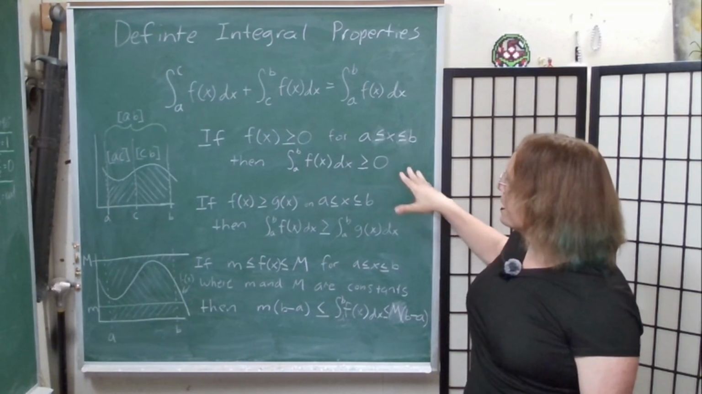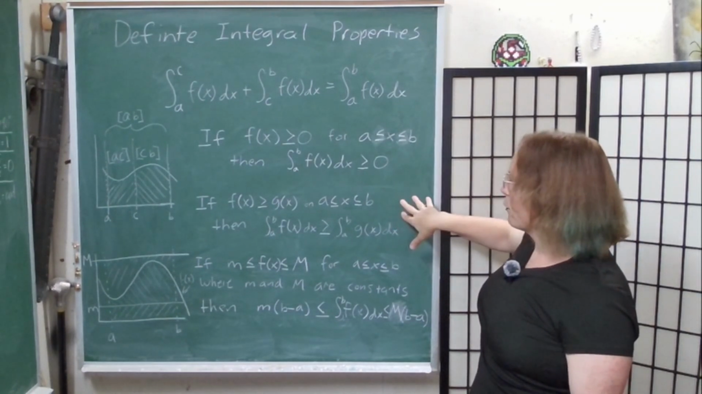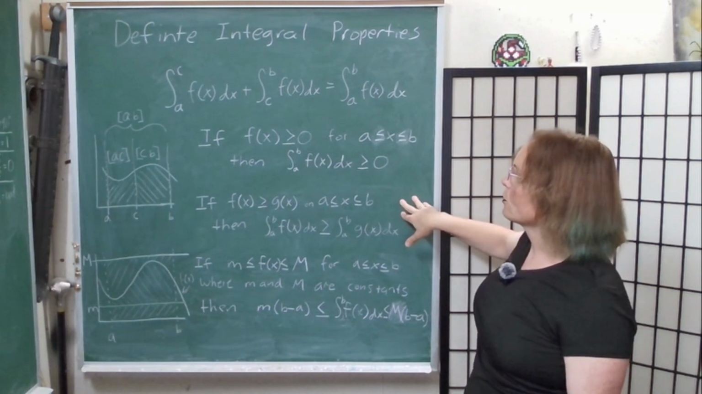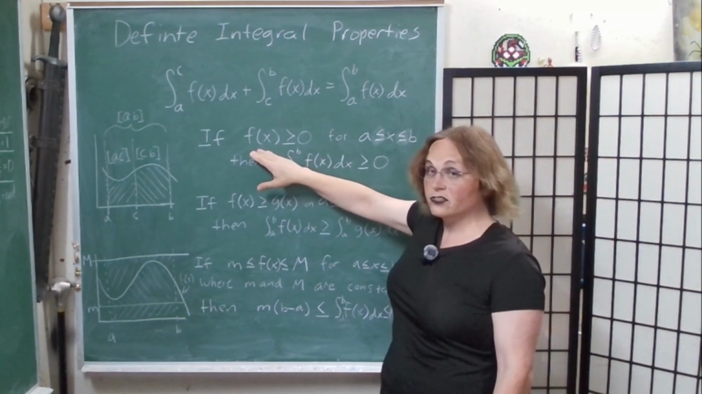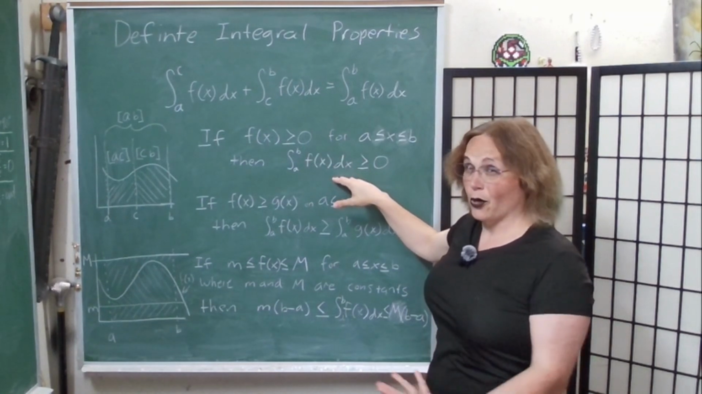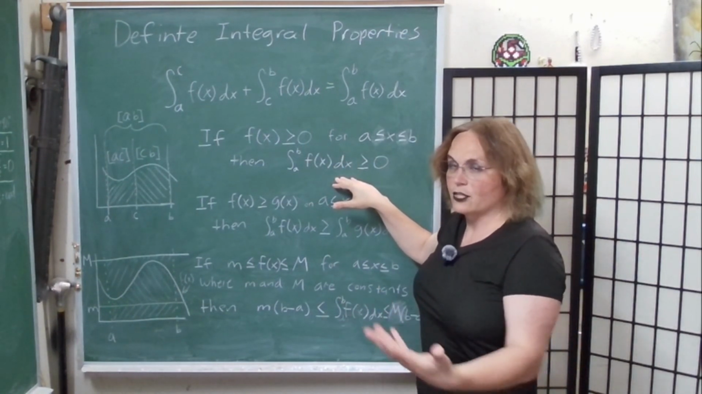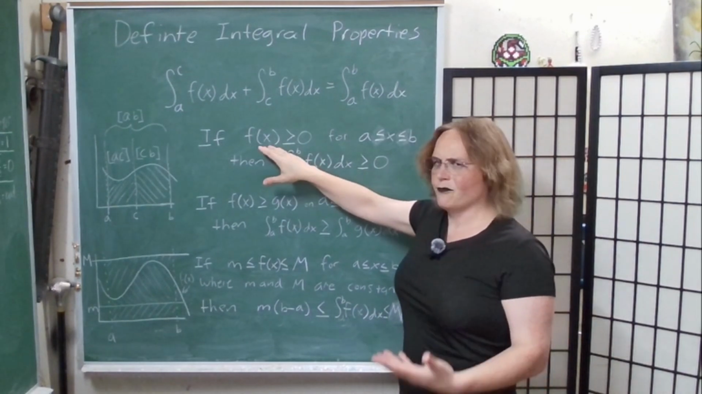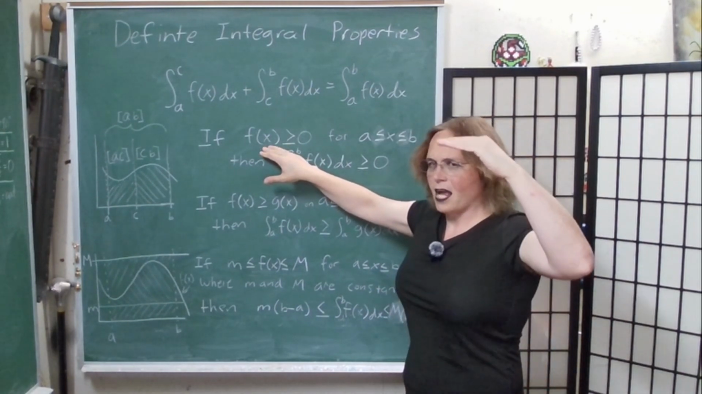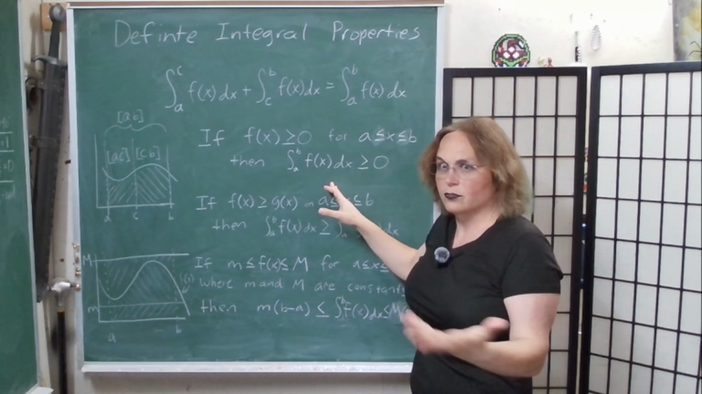Now, when we talk about the next one, this and this proof both should absolutely make sense, because what we're saying is that if f of x is greater than 0, then when we talk about the area under the curve, the area should also be greater than 0. And again, that should make sense because if the area is above the x-axis, how would we get a negative value? There's no negatives, right?